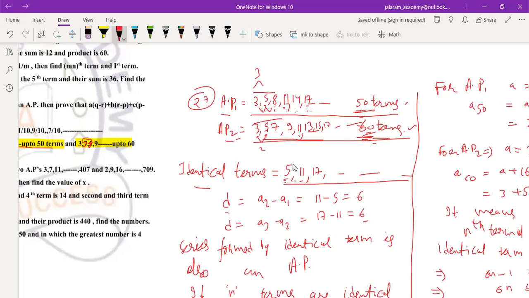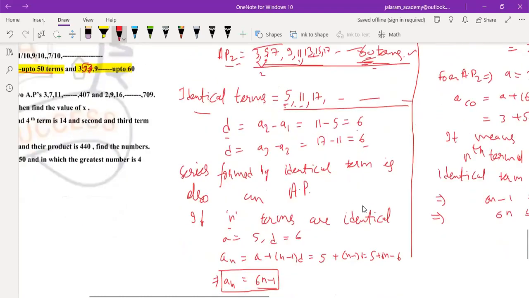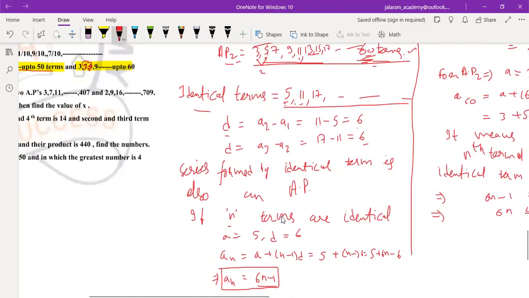Now, if we find the difference between the first two terms, it is 6. The difference between the next two terms is also 6. So it means that the difference is common. Whenever there is a common difference, the series formed by identical terms is also an AP. So if we assume that there are n common terms between them, the nth common term will be 6n minus 1, which will be the last common term.